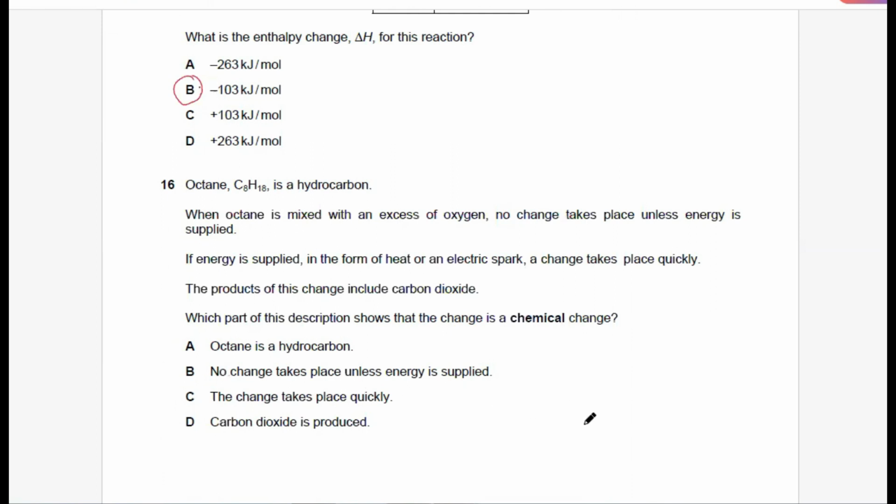When octane is mixed with oxygen, no change takes place unless energy is supplied. If energy is supplied in the form of heat or electricity, a change takes place quickly. The products of this change include carbon dioxide. Which part of this description shows that the change is a chemical change?